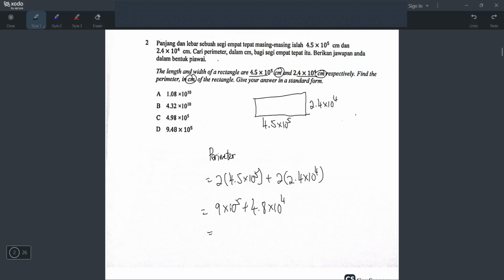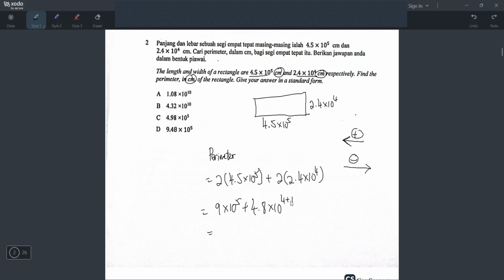I will choose the smaller power. So which one is the smaller power? Power 4, and I will try to change this so that it's the same power as the big power. So 10 power 4, what I will do is I will plus 1, because I want the power to be the same. But when I plus, I have to move my decimal point to the left. And if I minus, I have to move my decimal point to the right.